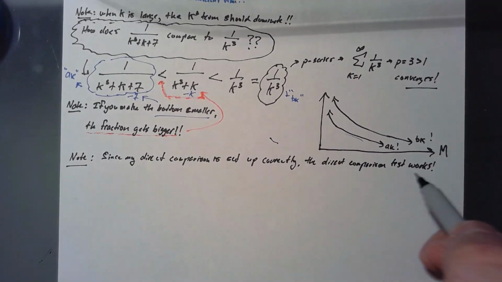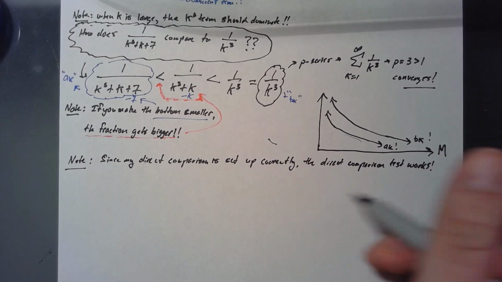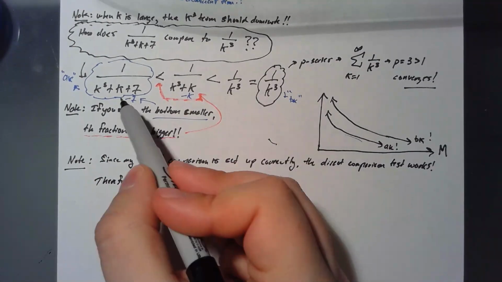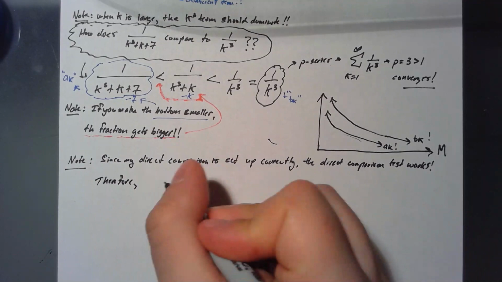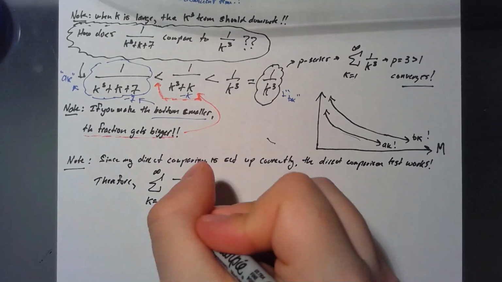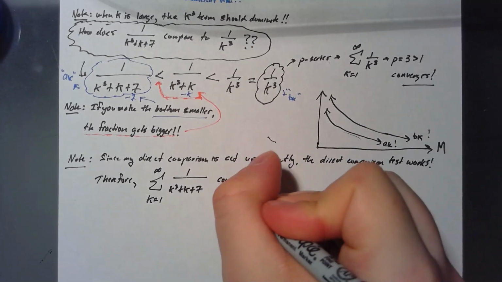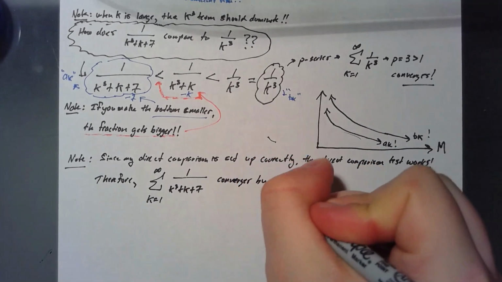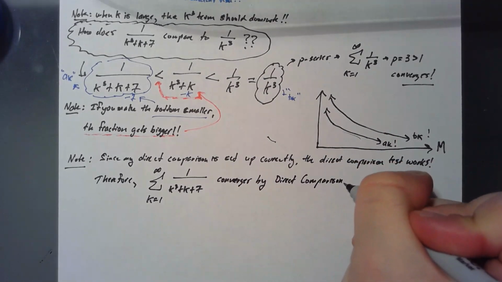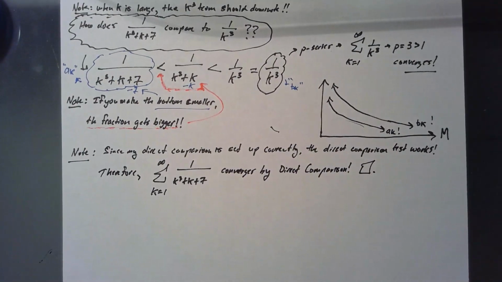But since this is set up correctly, this is caught between something that converges to m and the value itself, m. I could say, therefore, since this converges and it's less than that converging, this series, the original series, 1 over k cubed plus k plus 7, converges by direct comparison. I hope this makes sense.